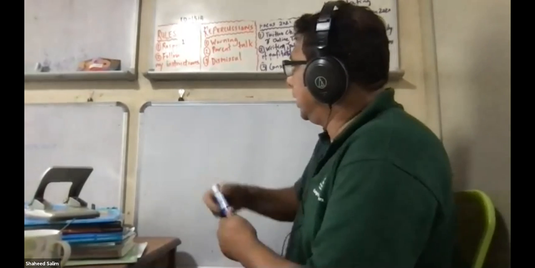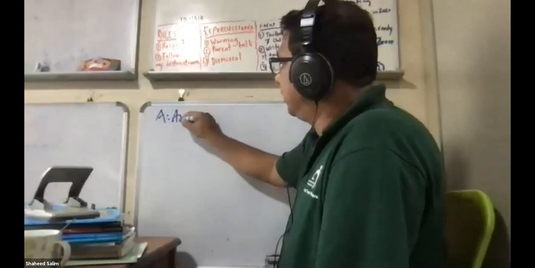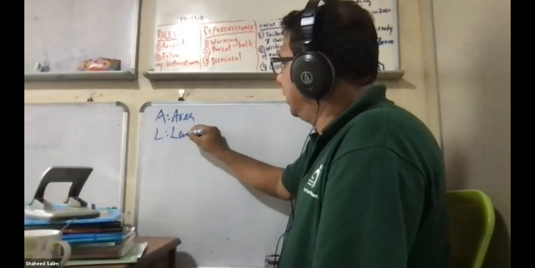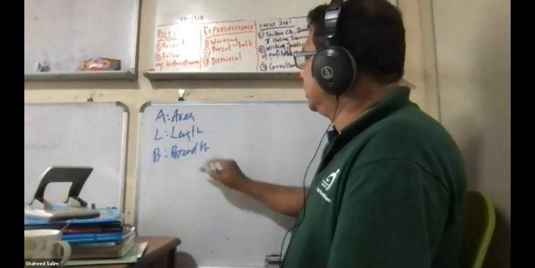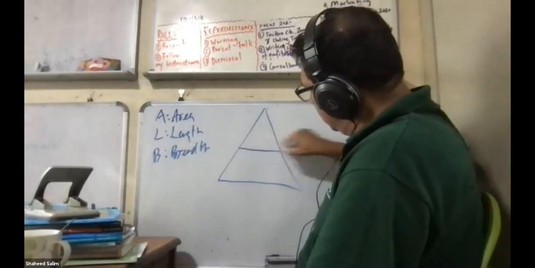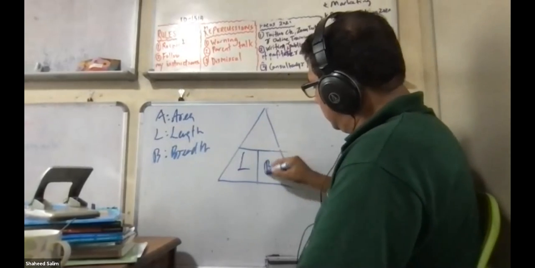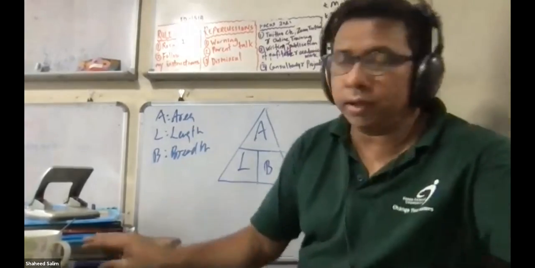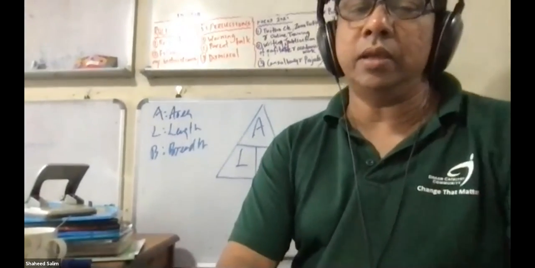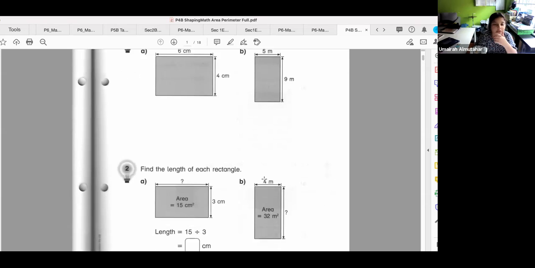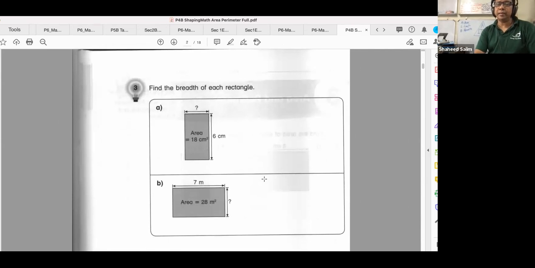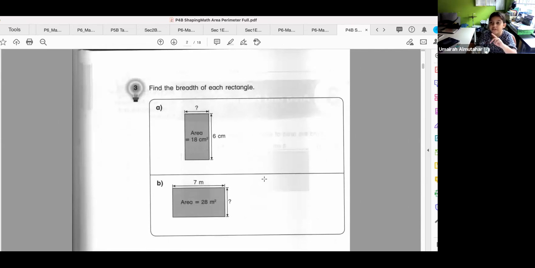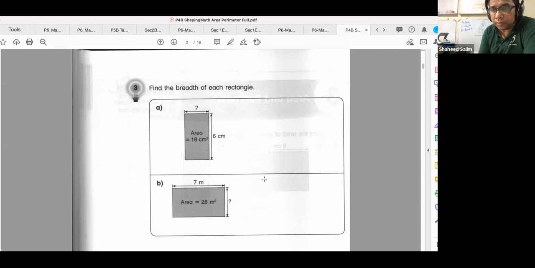Now, same thing. A down here is area. Length is L. Breadth is B. So now, okay, we're going to try. Okay, you try now. The formula is there. Okay, V. Wait, Mr. Shahi, what is V? V is breadth. No, V. Volume. Oh, V. Yeah, never mind. V is volume.